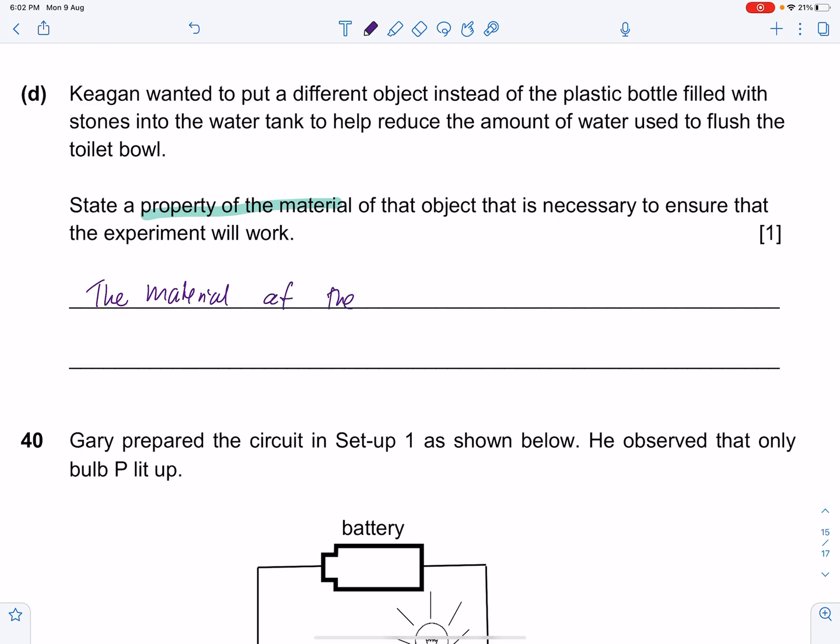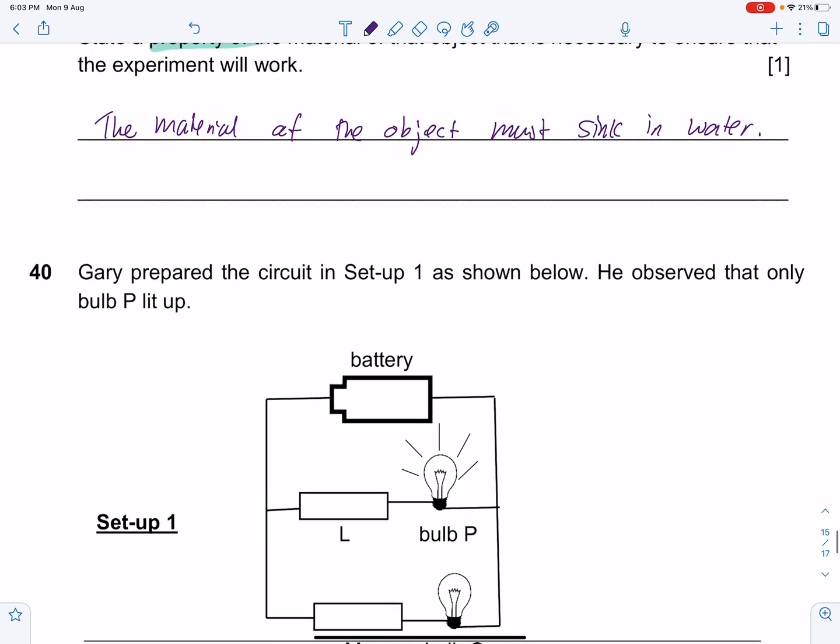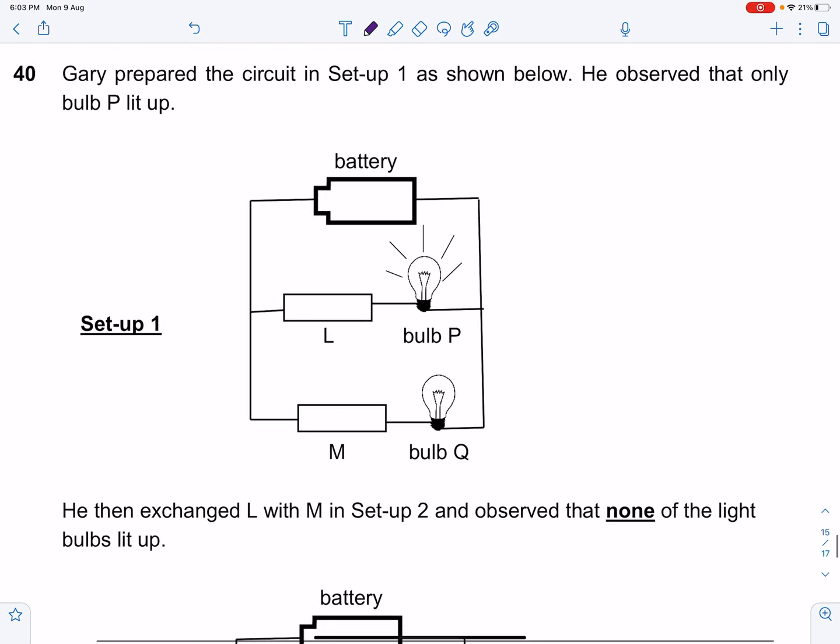Material of the object must sink in water. That's it. Next, 40.